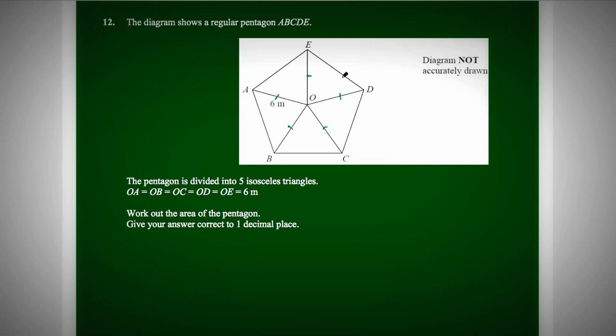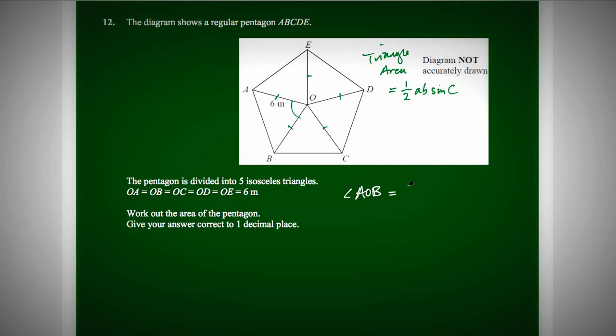Okay, so this is an interesting question that involves using the area of a triangle equals half ab sine C. Or we could potentially divide them into right-angled triangles and use trigonometry for that. But seeing as I know this rule, I'm going to use this one. So I need to know each of these angles here. And that's easy to find because that's 360 degrees divided by 5.